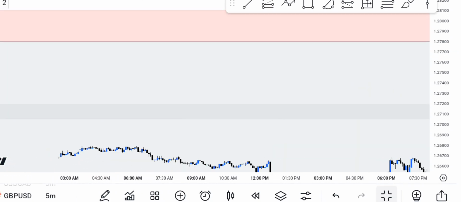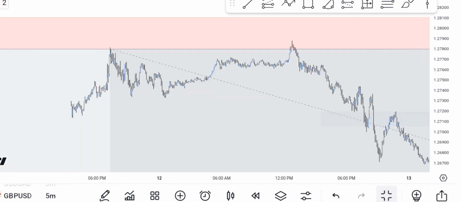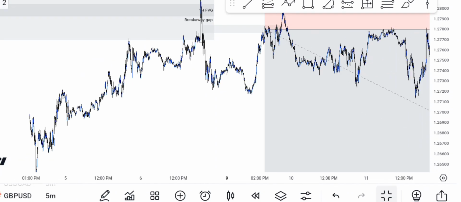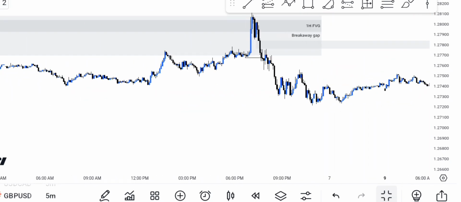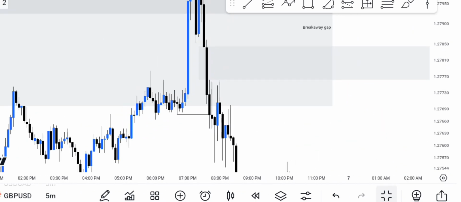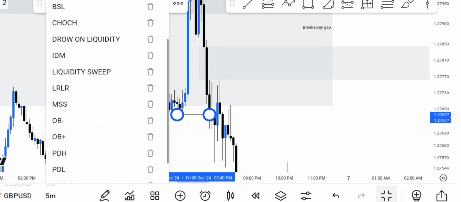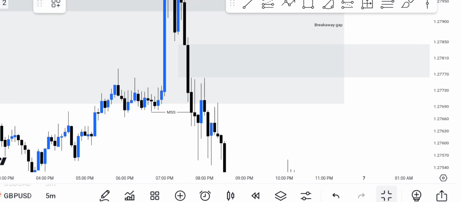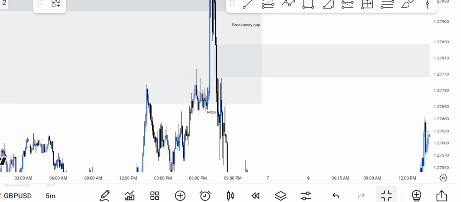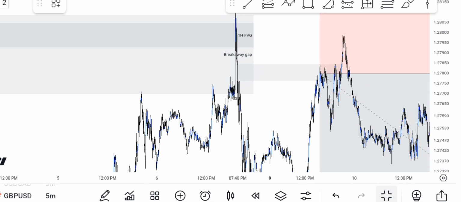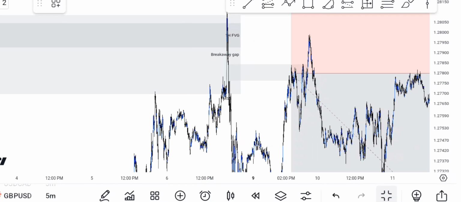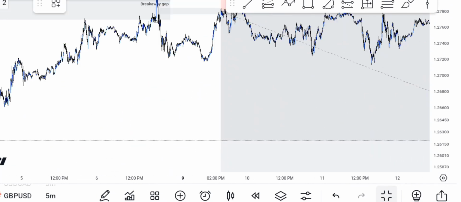Okay, all you need to understand is what a market structure shift is, just like this. This is going to be your market structure shift, MSS. After this market structure shift, this fair value gap and price tap will be your entry, the swing high your stop loss, and the overall draw on liquidity will be your target.